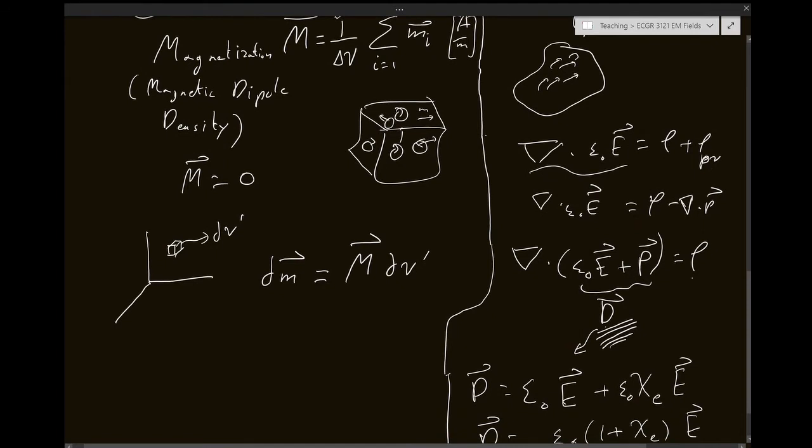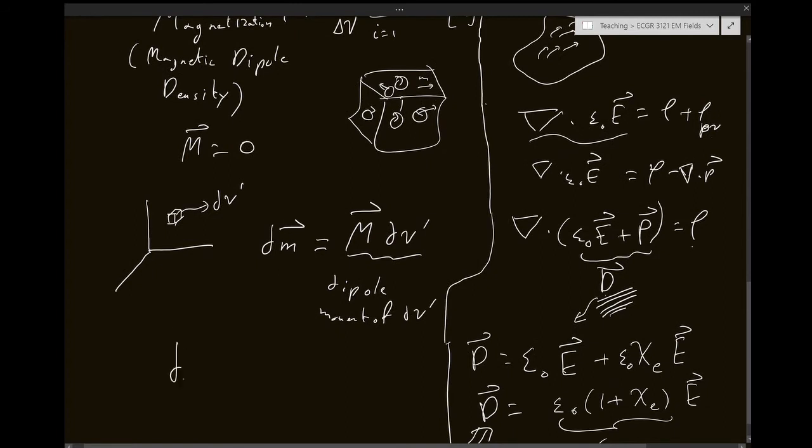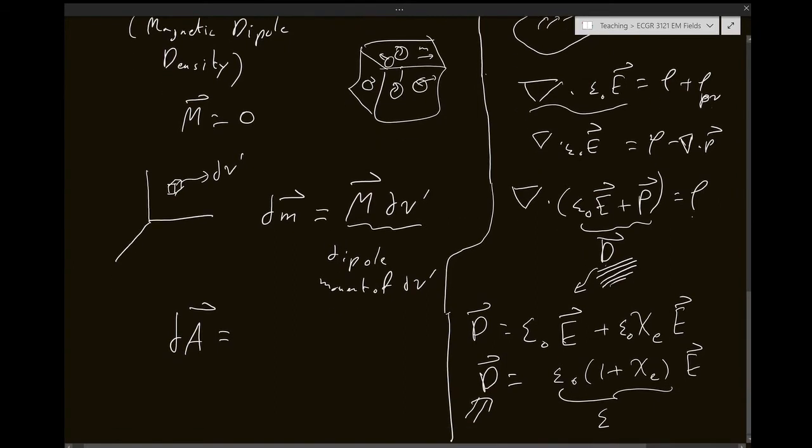Okay, so this is the dipole moment of an element volume, the dipole moment of dV prime. What is dA, the magnetic vector potential due to this infinitesimal dipole moment? Well, we derived that formula in the last lecture. This should be mu naught dm cross r hat over 4 pi r squared.